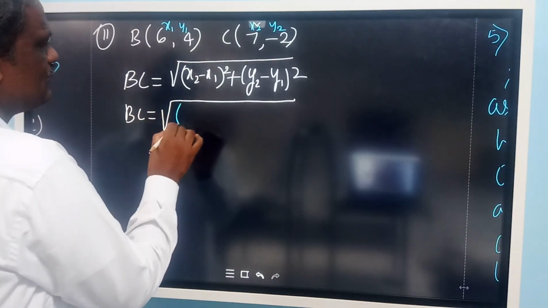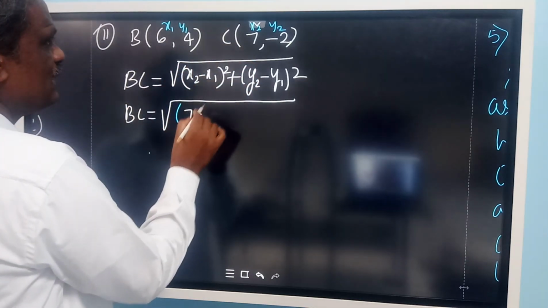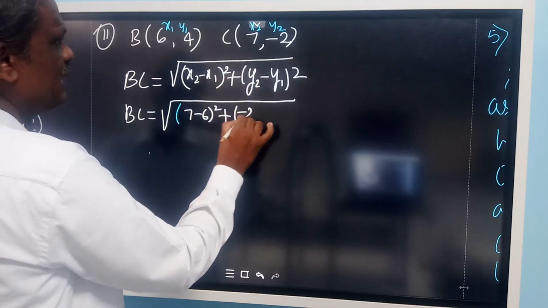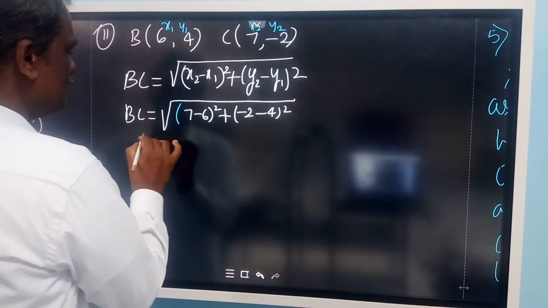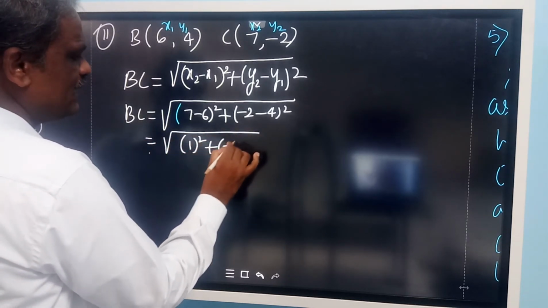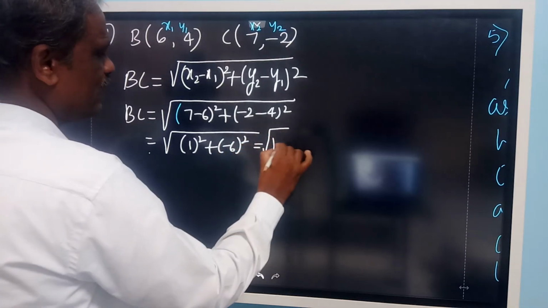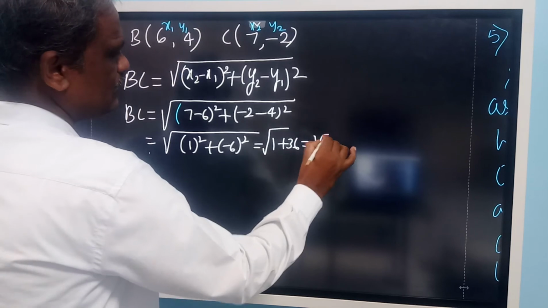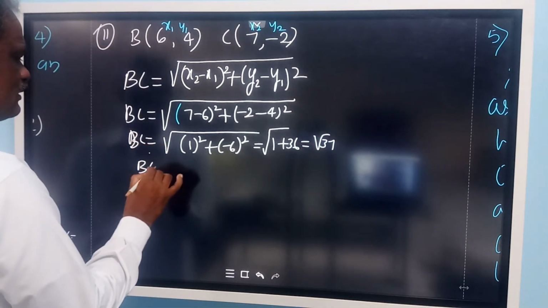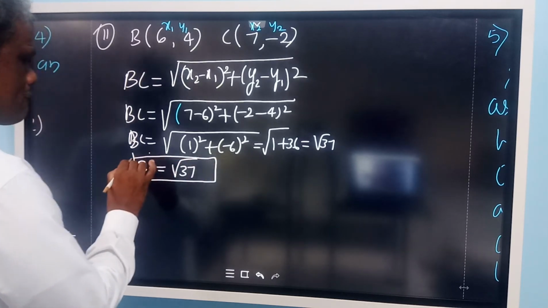So now this is x2 minus x1. x2 here 7 minus 6 whole square plus y2 here minus 2 minus 4 whole square. So that is root of 1 square plus 6 square. So that is root of 1 plus 36, that is root 37. So this is BC. So BC is equal to root 37. So we got BC also.